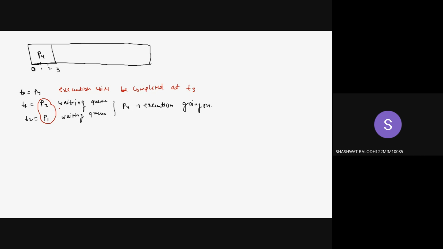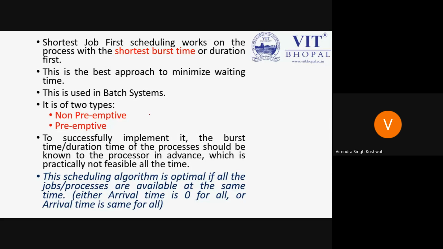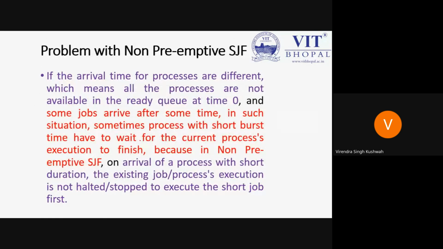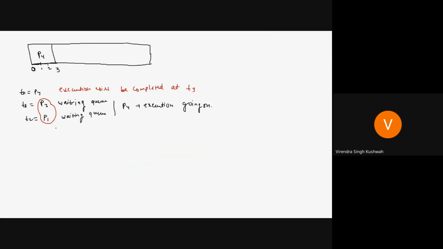See, I have just marked it with a circle. First in, first come, not first in, first out. If you remember my words or examples: the scheduling algorithm is optimal if all the jobs are available at the same time, arrival time 0 for all. So when both processes are in the waiting queue, then we need to select a process based on FCFS.